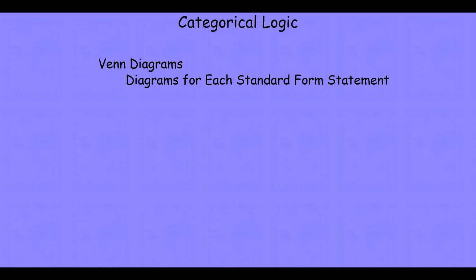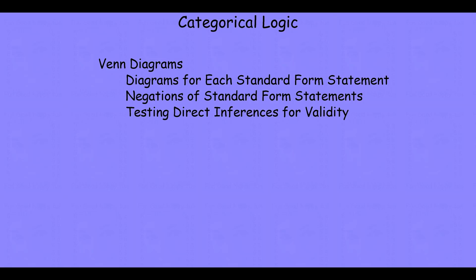Recall our definition of validity says if the premises are true, then the conclusion has to be true. So we'll have to learn how to diagram out what at minimum has to be the case in the world in order for each of our standard form categorical statements to be true. And we'll have to depict graphically what has to be true out there in the world in order for the denial of our standard form categorical statements to be true. At that point, we'll be ready to test direct inferences for validity, an argument with a single categorical statement as a premise and a single categorical statement as a conclusion.